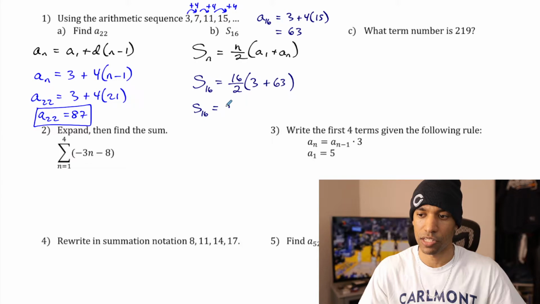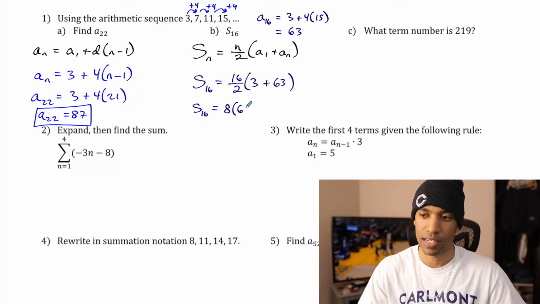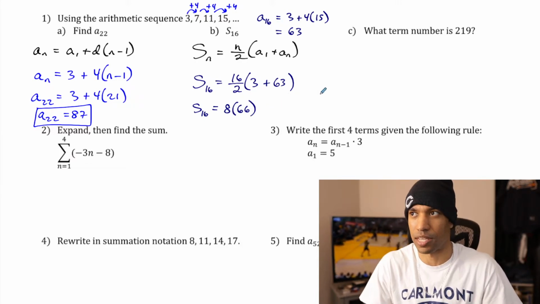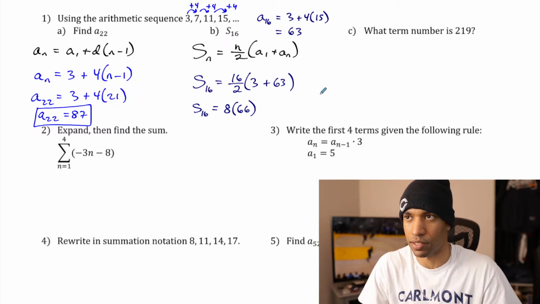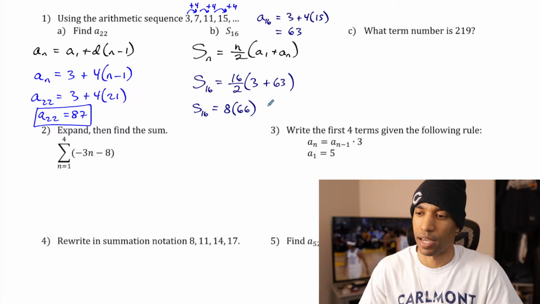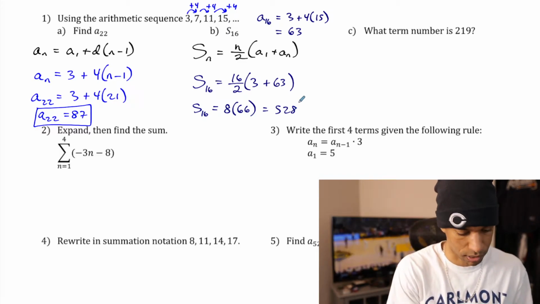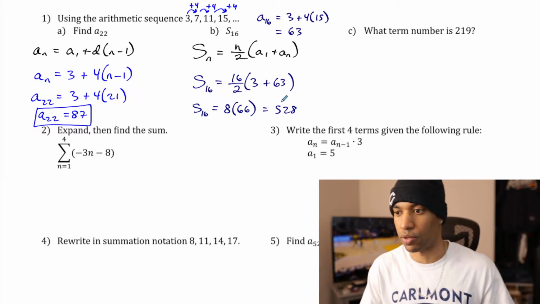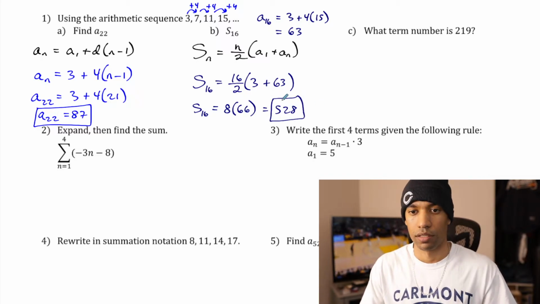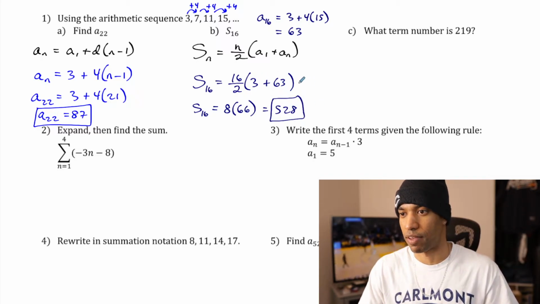In calculating that, 16 over 2 is 8, and that's 8 times 66. I don't want to make a mistake, but it's 480 plus 48. So 528, I do believe. 528. Let's be sure. 66 times 8. 528. Okay. The sum of the first 16 terms is 528.